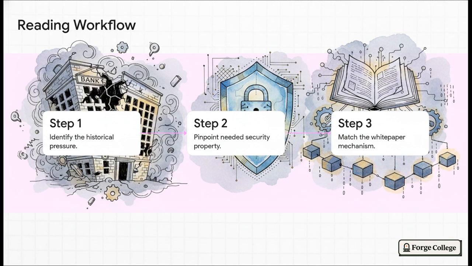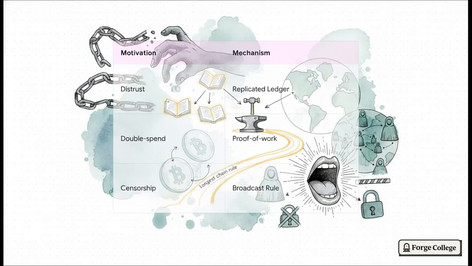Step 1, identify the historical pressure, just like we did with the banking crisis. Step 2, ask what specific security property is needed to relieve that pressure. And step 3, match that to the actual mechanism proposed in the white paper. By doing this, instead of just reading dry technical specs, you are actively translating real-world complaints into concrete cryptography. Let's actually put that workflow into action.